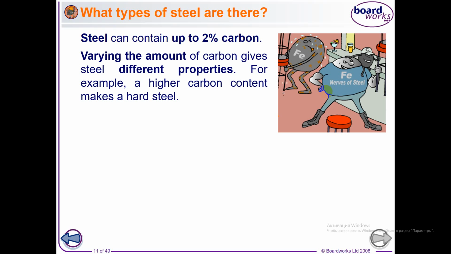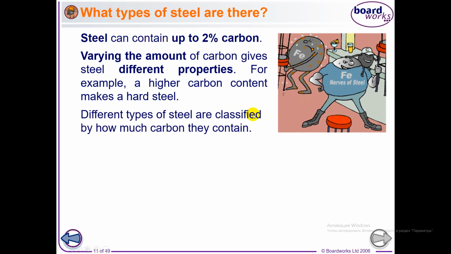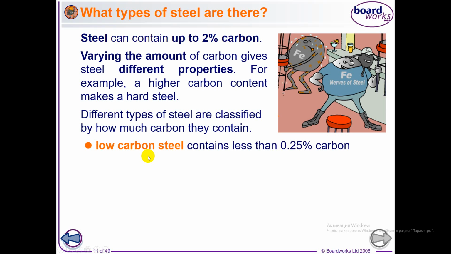Alloys of iron and carbon consisting of up to 1% carbon in iron are often referred to as plain carbon steels, which can be subdivided into three categories: low carbon steels, medium carbon steels, and high carbon steels. Different types of steel are classified by how much carbon they contain.